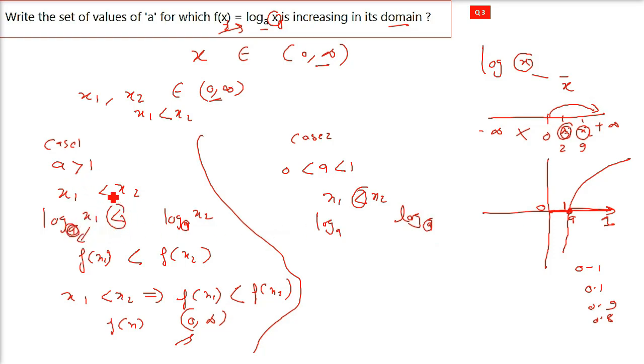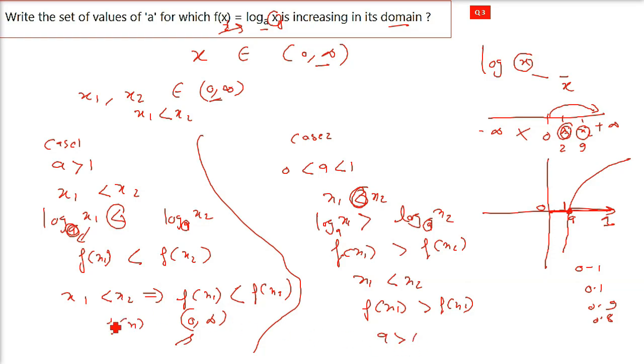So if a is greater than 1, we don't have to worry about it. The inequalities will remain same. But as soon as we get a between 0 and 1, the inequality changes. So here it changed. So what we got? x1 is less than x2, but f(x1) became greater than f(x2). That is, x1 is less than x2 and we got f(x1) which is actually greater than f(x2).